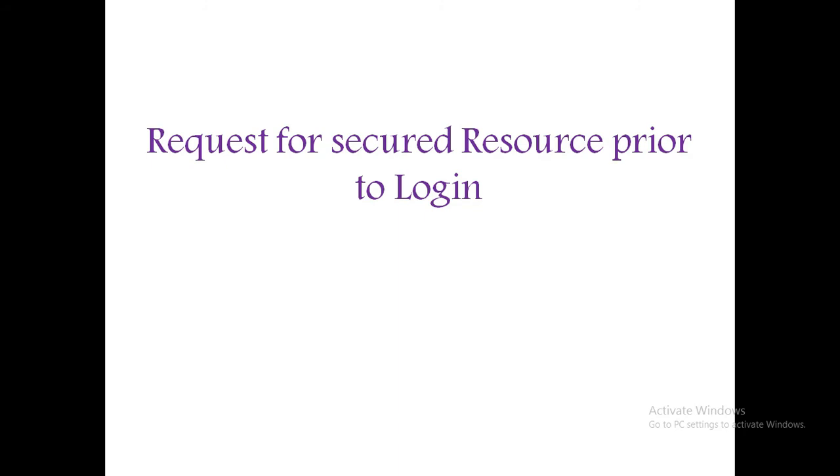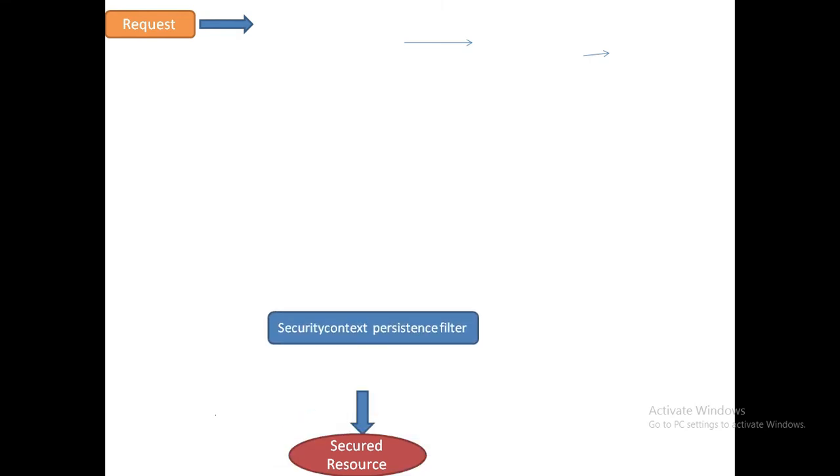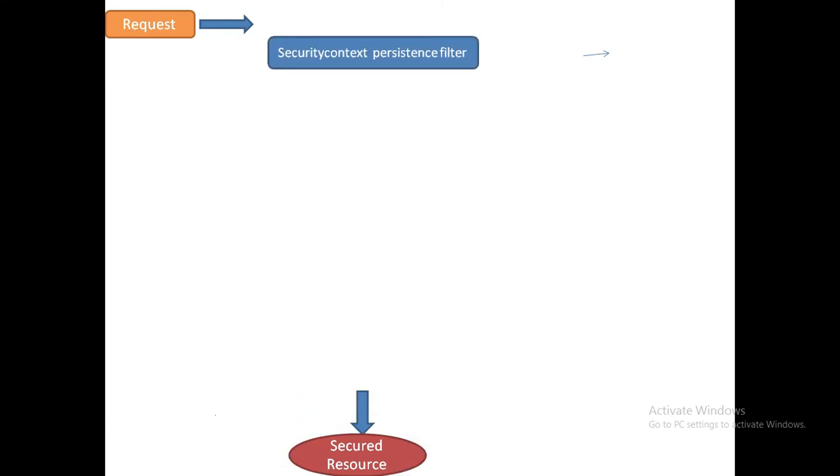So let's check. This is our request and we are trying to access the secured resource without being logged in. Okay, so what will happen? Same as the previous slide, it will first go to the security context persistence filter. Here it will check in the session. If the user is already logged in, then in the session it will get the security context. But here the user is not logged in, so it will not get the security context. That's why it will create the empty security context and populate it into the security context holder.